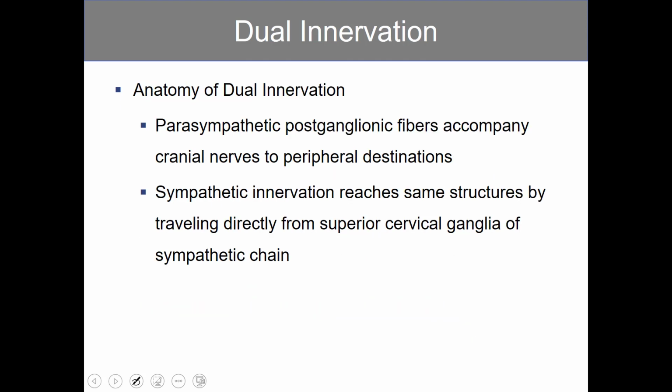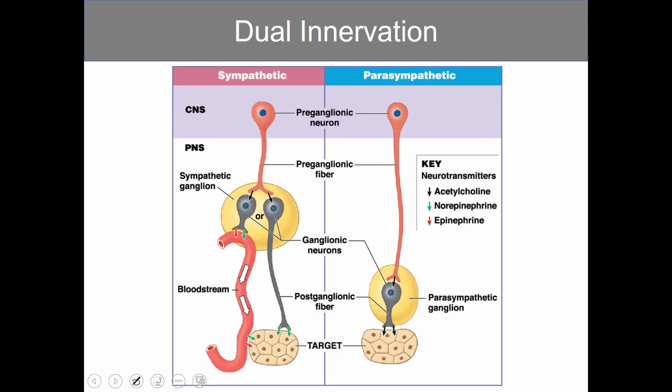In terms of the anatomy of this, the parasympathetic postganglionic fibers tend to accompany cranial nerves to the peripheral destinations, with about 75% of that traveling along the vagus, while sympathetic innervation reaches the same structures by traveling directly from the superior cervical ganglia of the sympathetic chain. And I will show you anatomically what that sympathetic chain is shortly.